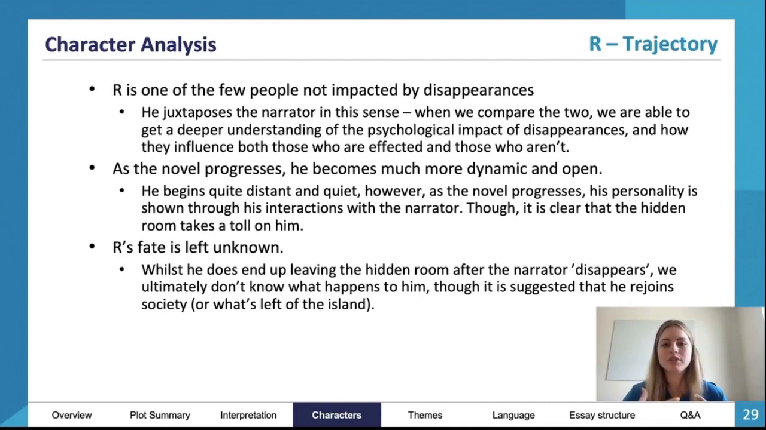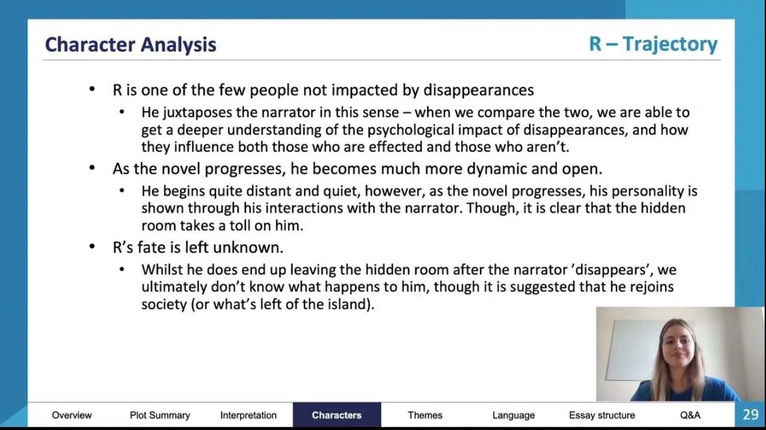If we were to compare the two, we can get a deeper understanding of the psychological impact of the disappearances, and how they influence both those who are affected and those who aren't. Because I think they definitely take a toll on both individuals. We see him weaken physically in the hidden room, and he's quite disappointed when he sees people around him can't recall the memories that he can, and I guess there is some sense of loneliness in that as well, if you're one of the only people who can do that.